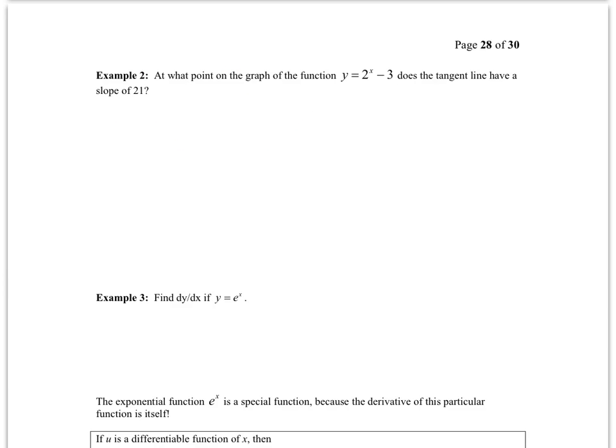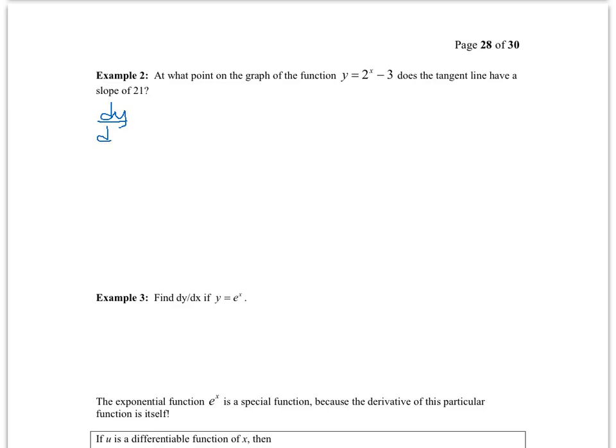For example 2, it's asking us to find out at what point on the graph of the function y equals 2 to the x minus 3 does the tangent line have a slope of 21. Okay, so tangent means derivative. Slope being 21 is going to be something that we're going to plug in.